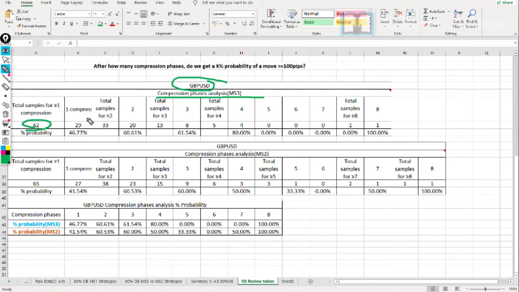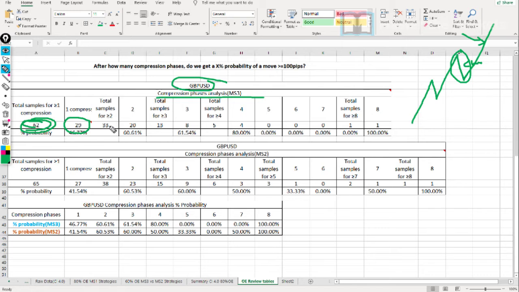What we have measured here is the trade sample which has one compression. That means when something is in trend and it does this, that is one compression, let's say less than 100 pips, as we've defined it. Then it breaks out of it and makes the next move of more than 100 pips. The total sample is 62, and 29 out of the 62 break out on the next one to become a more than 100 pips phase.